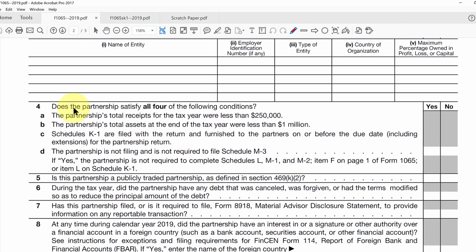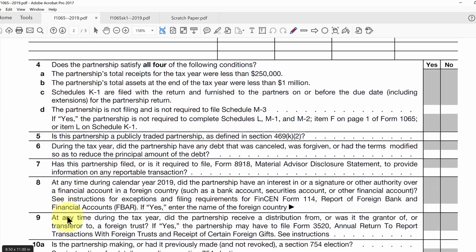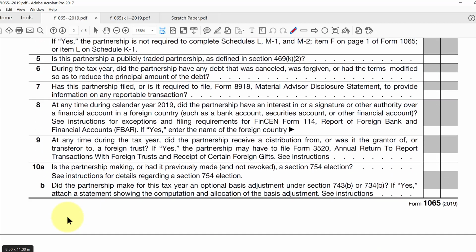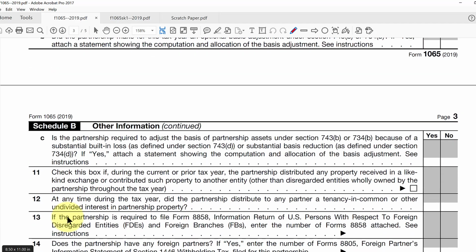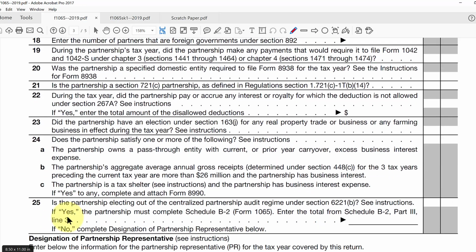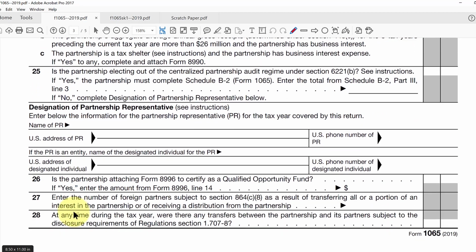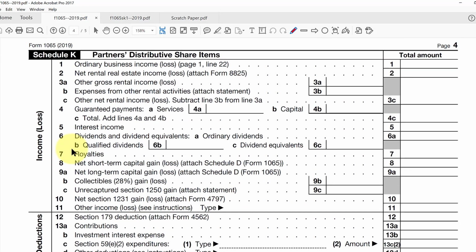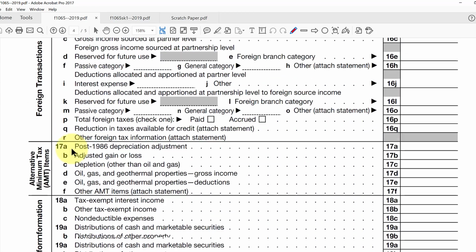Again, a lot of the questions here deal with foreign disclosures, disclosures about being a tax shelter, showing the owners' interests, and possible conflicts between the partnership and their interests. And again, here's the Schedule K. Let's take a look at the next page.